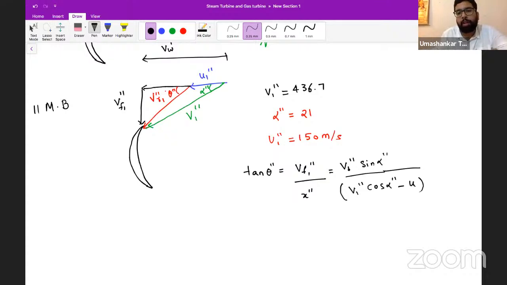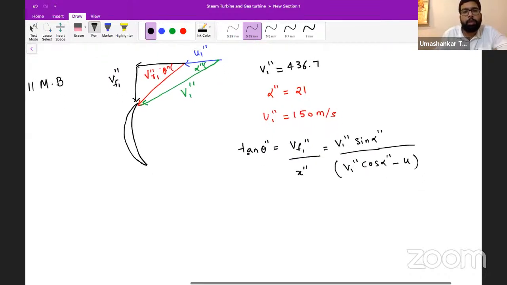So we have this value of V1 double dash, we have this value of alpha double dash, we have this value of U. So you will have the value of theta double dash from here.